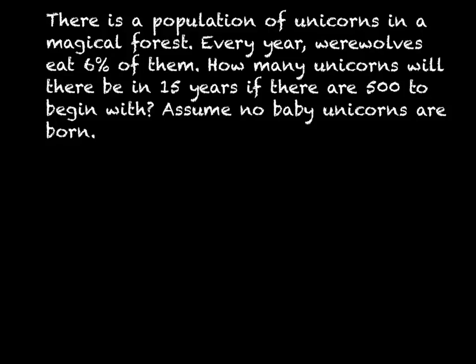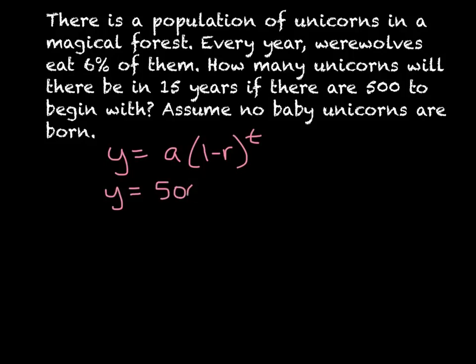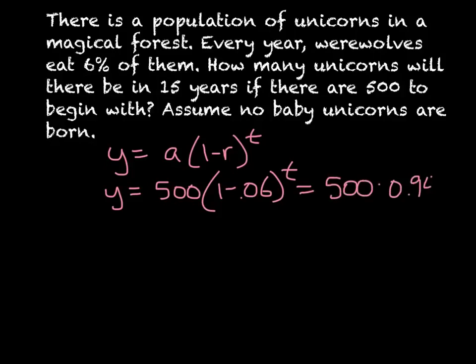So here we have something where y is decreasing by a specific rate each time step. So that means we'll use this formula to model our population. Now we know that A equals 500 because that's how many unicorns we start out with. And R equals 0.06, so 1 minus 0.06 to the power of t, or 500 times 0.94 to the power of t.